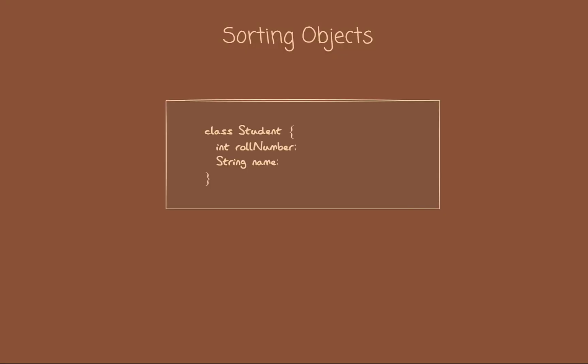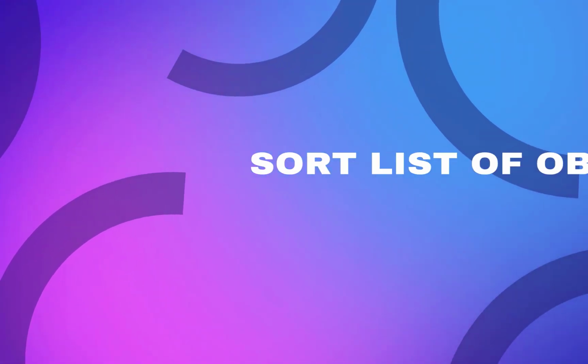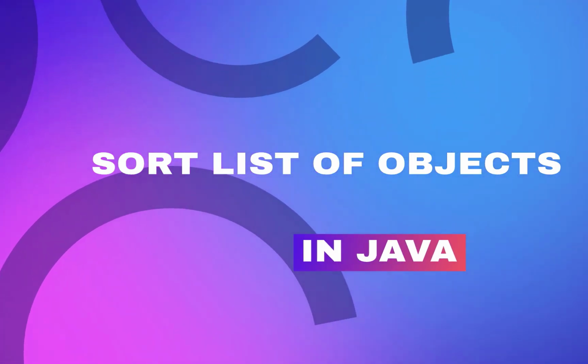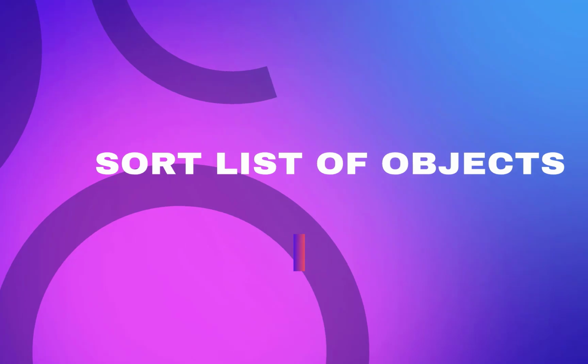What if you are dealing with a list of objects, like a list of student records, each with a name and roll number? So how do you sort them by name or roll number? Stick with me because by the end of this video, you'll know exactly how to handle sorting complex objects in Java using Collections.sort, and we'll break it all down step by step in an easy manner.